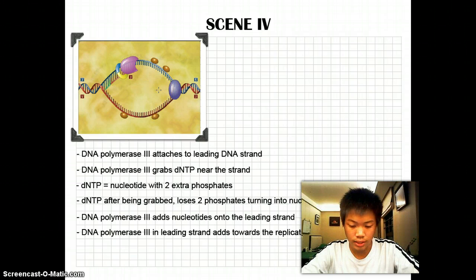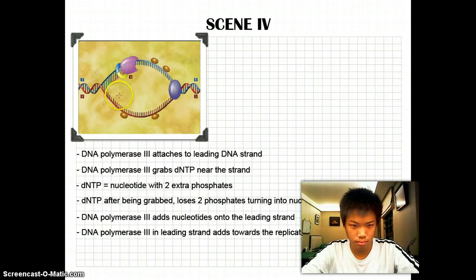Here, on the leading strand, the DNA polymerase III attaches onto the strand and starts grabbing dNTPs that are floating around near the strands. The dNTPs, which are just nucleotides with 2 extra phosphates, are grabbed by DNA polymerase III. The 2 phosphates detach from the dNTP, turning it into just an ordinary nucleotide. These nucleotides are added onto the leading strand by polymerase III. The complementary bases are added on as polymerase III moves towards the replication fork.